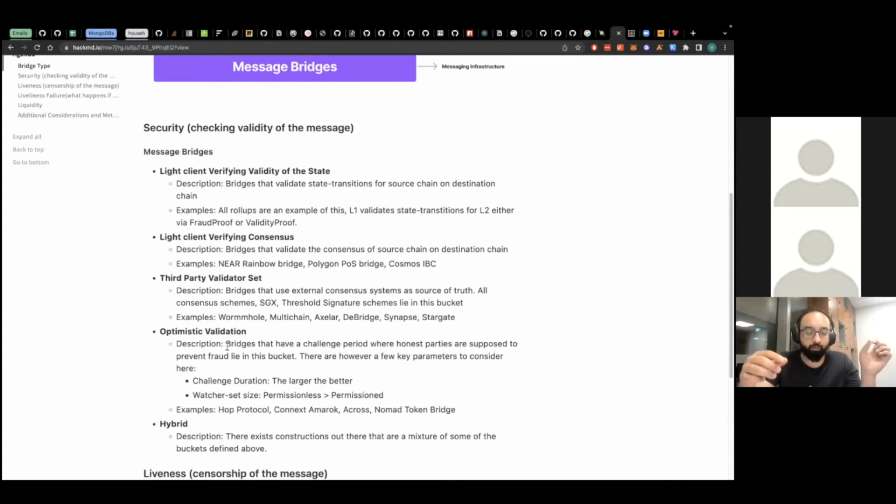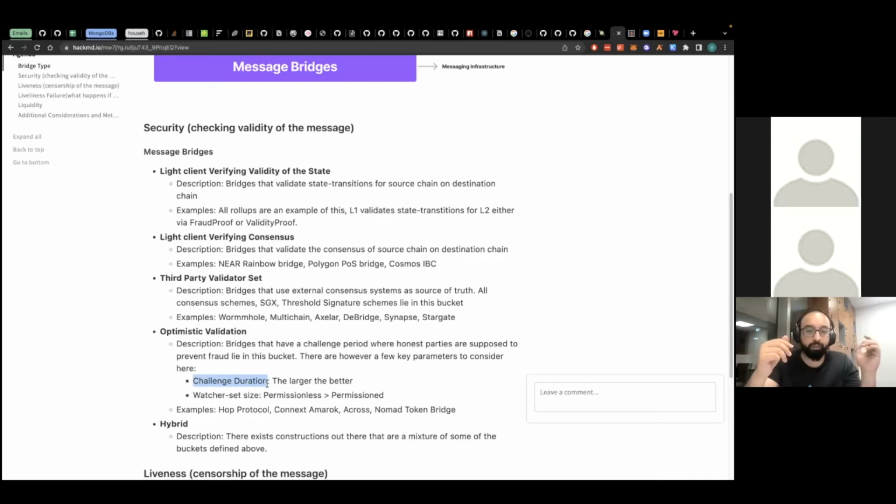So optimistic validation works similarly to how optimistic rollups work, which is we have two chains. There is a guy in the middle. This guy makes an attestation of what's happened on the source chain, but this attestation does not get accepted instantly on the destination chain. Instead, we wait for a challenge duration. The larger the better. But as soon as the challenge duration is crossed, the state root or whatever message it was is considered valid, and you can start executing that and complete your cross-chain transactions, right?